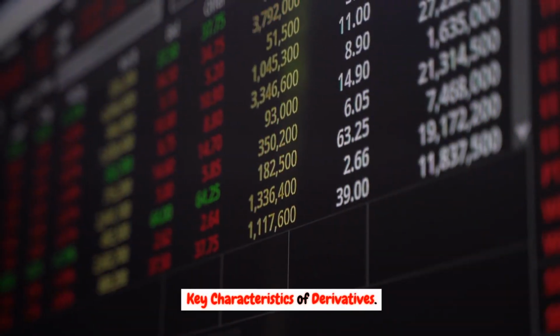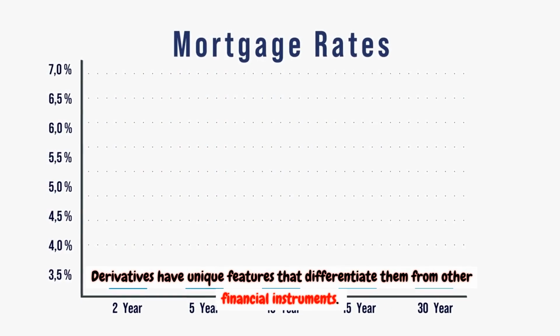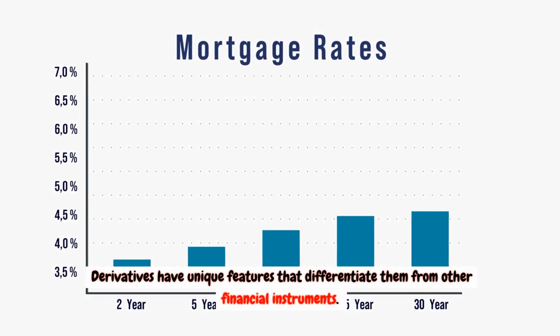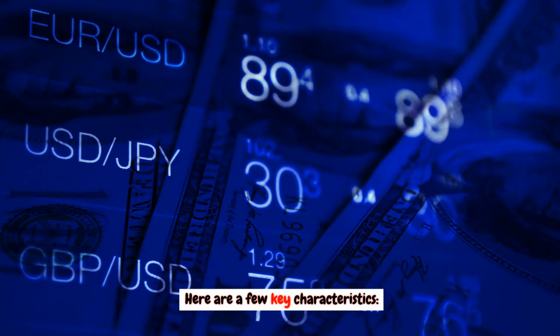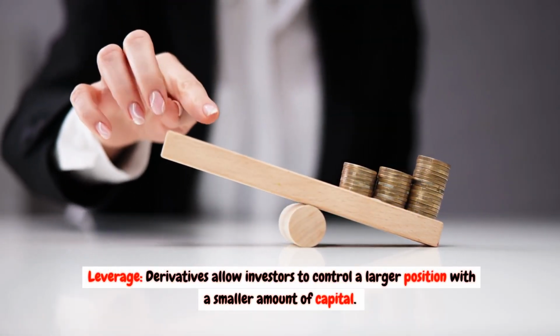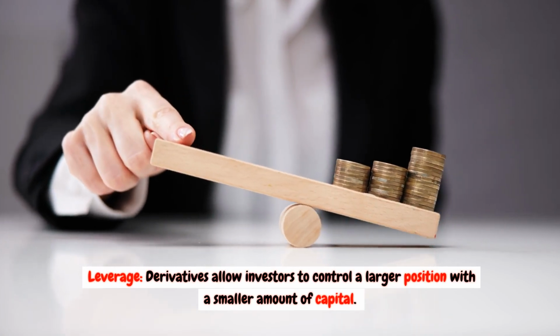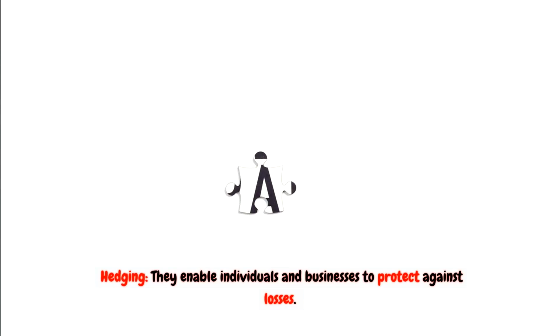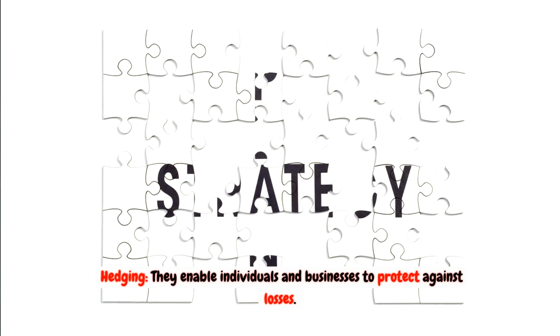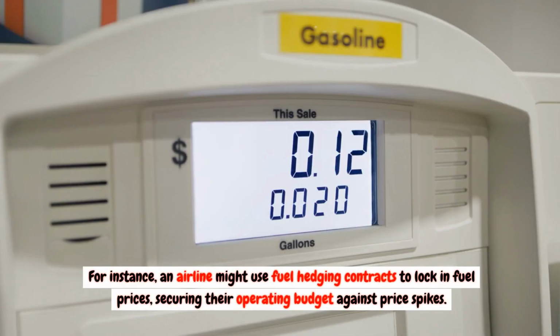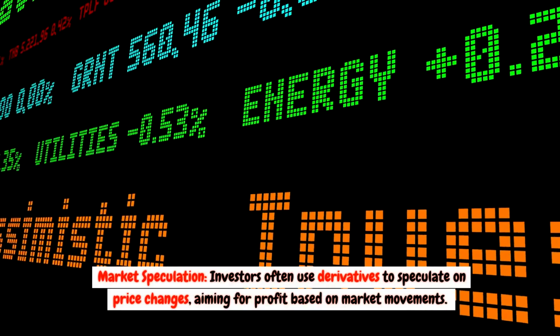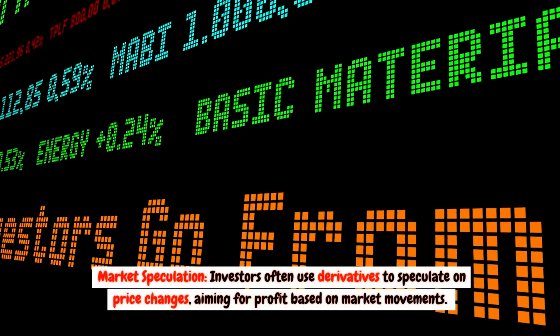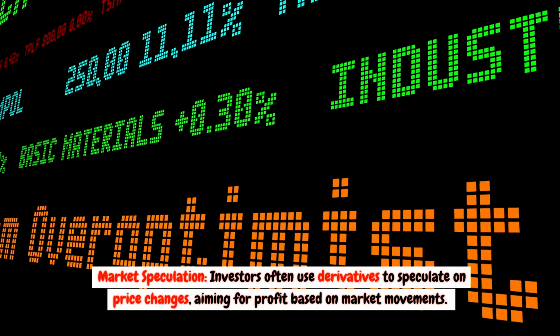Key characteristics of derivatives. Derivatives have unique features that differentiate them from other financial instruments. Here are a few key characteristics. Leverage. Derivatives allow investors to control a larger position with a smaller amount of capital. This can lead to higher profits, but also increases risk. Hedging. They enable individuals and businesses to protect against losses. For instance, an airline might use fuel hedging contracts to lock in fuel prices, securing their operating budget against price spikes. Market speculation. Investors often use derivatives to speculate on price changes, aiming for profit based on market movements.